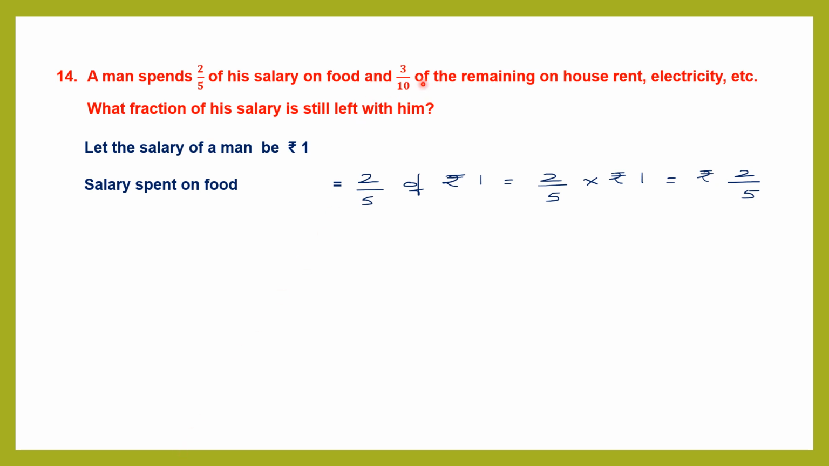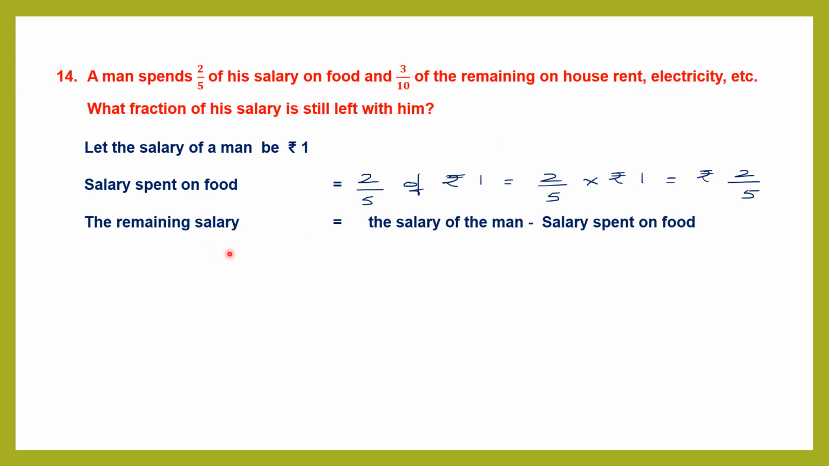Now let's read the rest of it. And he spent 3/10 of the remaining. That is, after he spent so much, there was some amount remaining. From that remaining amount, he spent 3/10 on house rent, electricity, etc. So let's find that. So the remaining salary, that means after his salary is 1 rupee, he spent some on food. Now the remaining salary will be salary of the man minus salary spent on food. So what is the salary of the man? Salary of the man is 1 rupee and salary spent on food is 2/5 of that 1 rupee. So this is 2 by 5.